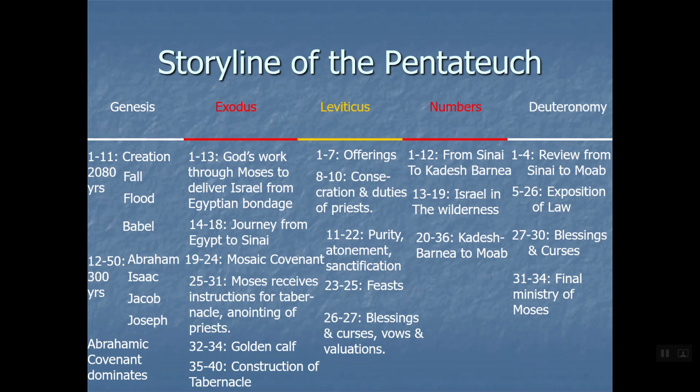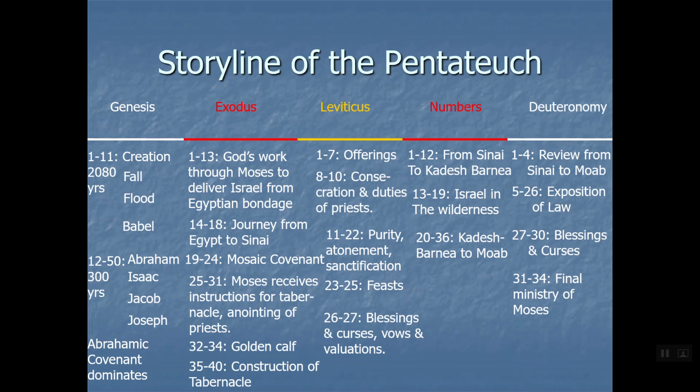And then in 27 through 30, much like Leviticus 26, we have the promises of blessing for obedience and cursing for disobedience. Chapter 30 again anticipates that after all these things have come upon them and they've been scattered out amongst the Gentile nations, God will restore them. He will circumcise their hearts and he will bring them back.